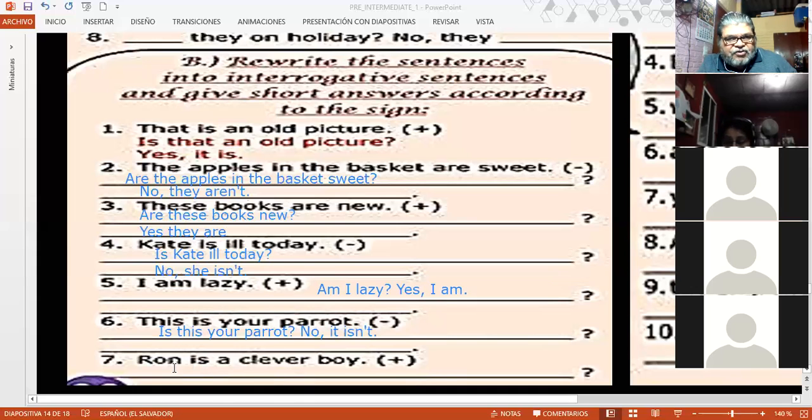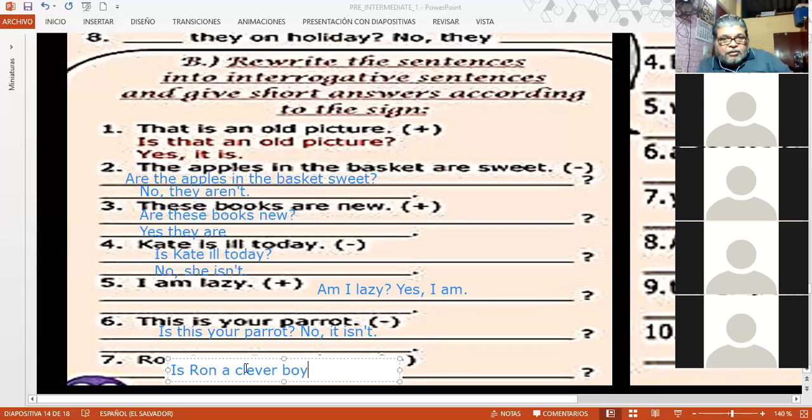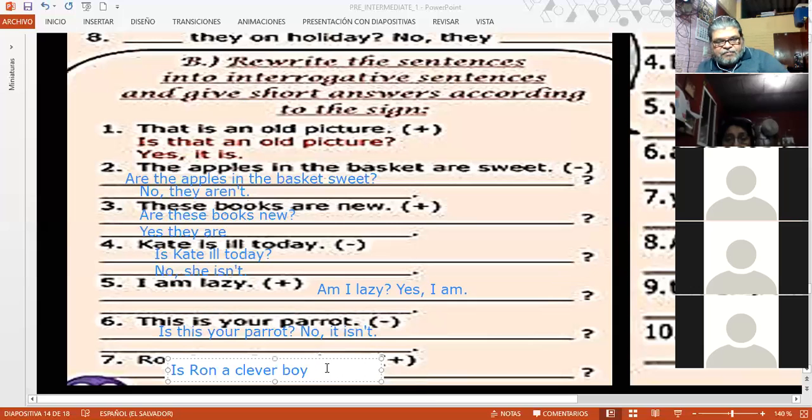Ron is a clever boy. Question? Is Ron a clever boy? The answer must be positive, affirmative. Yes, he is.